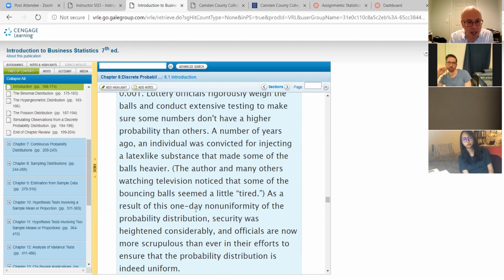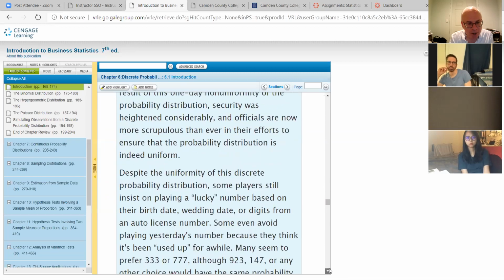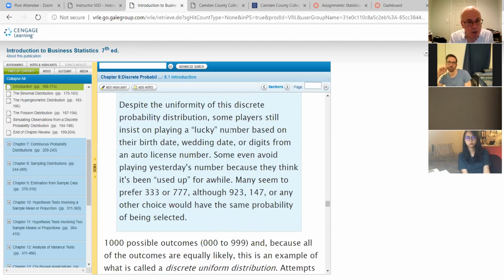As a result of this one-day non-uniformity of the probability distribution, security was heightened considerably, and officials are now more scrupulous to make sure that all the balls weigh exactly the same. Despite the uniformity of this discrete probability distribution, some players still insist on playing a lucky number based on their birth date, wedding date, or digits from an auto license number. Some even avoid playing yesterday's number because they think it's been used up for a while, but that's not true. It could come up again. Many seem to prefer 333 or 777.